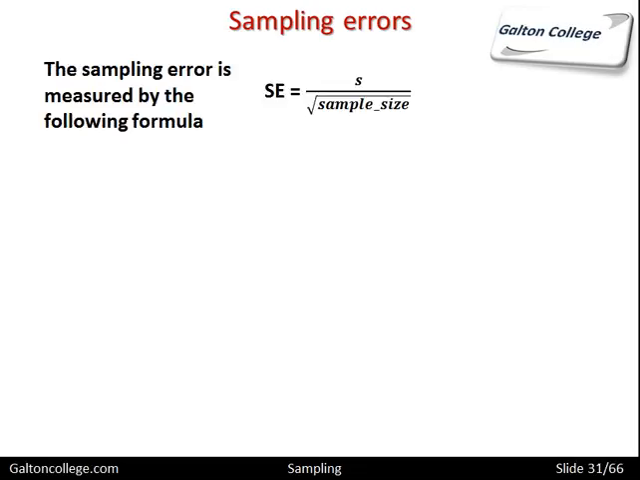Let's talk about sampling errors. Well, we have something called the standard error. And the standard error is the standard deviation of the sample divided by the square root of the sample size. That's just a little formula that gives us what's called a standard error. So the S is the standard deviation of the sample.